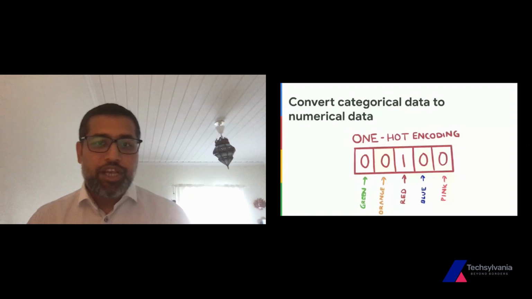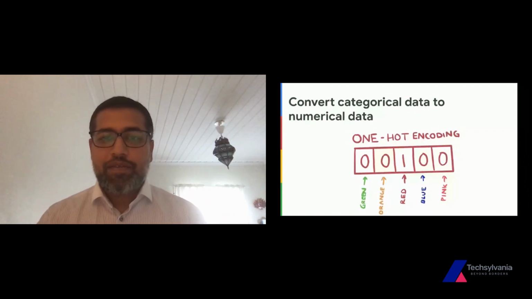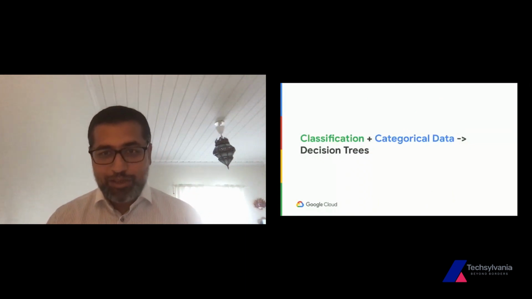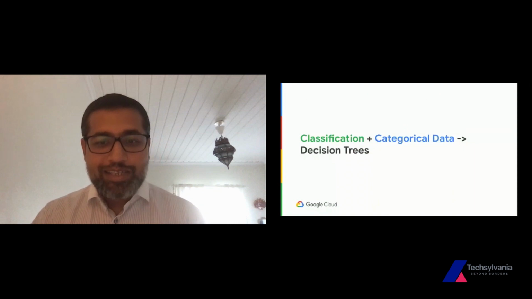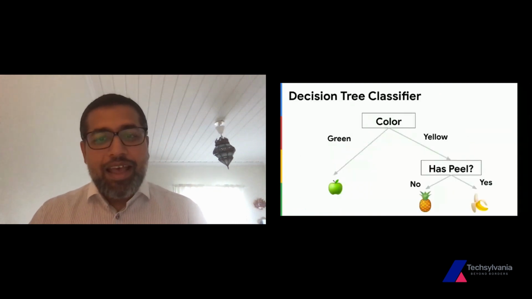Similarly, if we're dealing with classification, but we have categorical data, then we're dealing with decision trees. Again, a very simplistic example of a decision tree. So bear in mind, this is probably like the last couple of slides where we're talking about these basics, and then we'll move on to something more fun.